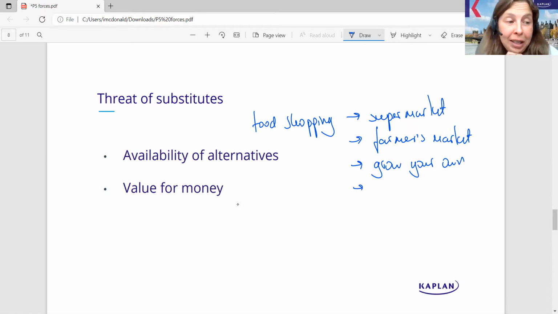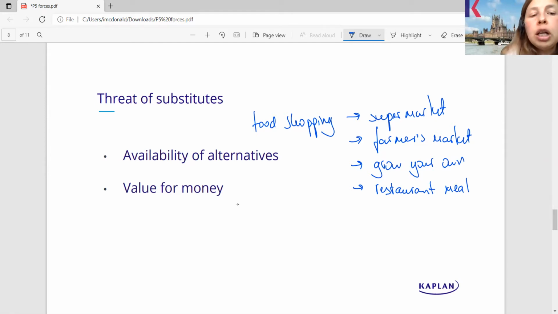I also realize that many of you say, okay, cooking is too much hassle, too much bother. Can I get my food already made? So you could get a restaurant meal as an alternative to going food shopping. So for every product, for every industry, there are always alternatives, there are always substitutes. And therefore, we need to consider how likely it is that our customers will choose alternatives rather than our products.